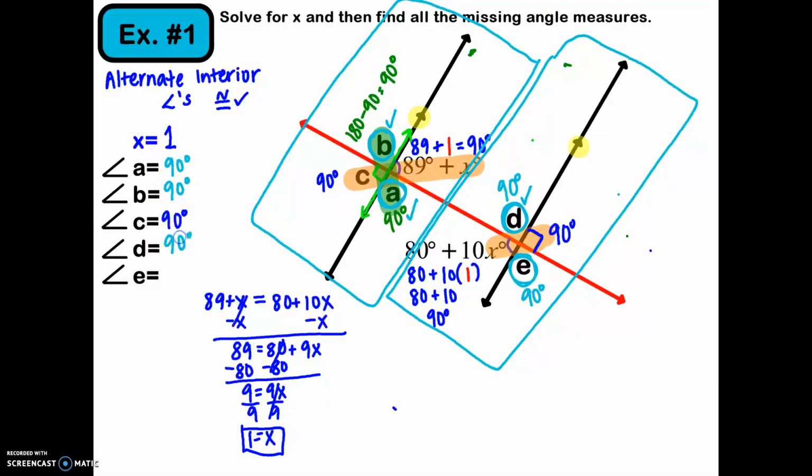Will it always happen like that? No. But in this case, it did, because once you have one right angle and parallel lines with a transversal, they're all going to be 90 degrees.